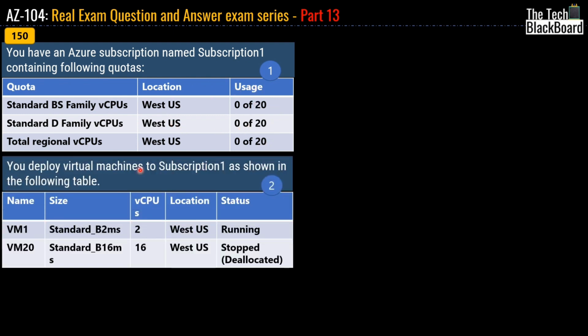Moving on, the question says that you deploy virtual machines to subscription 1 as shown in the following table. You can see here we have virtual machines named VM1 and VM20, and the size of the virtual machine is given along with the vCPUs, and the location is also given and the status of the virtual machine is also given. Please note that the first virtual machine VM1 is in running state and the second virtual machine VM20 is in stopped or deallocated state. This is very important to note, so keep this point in mind.